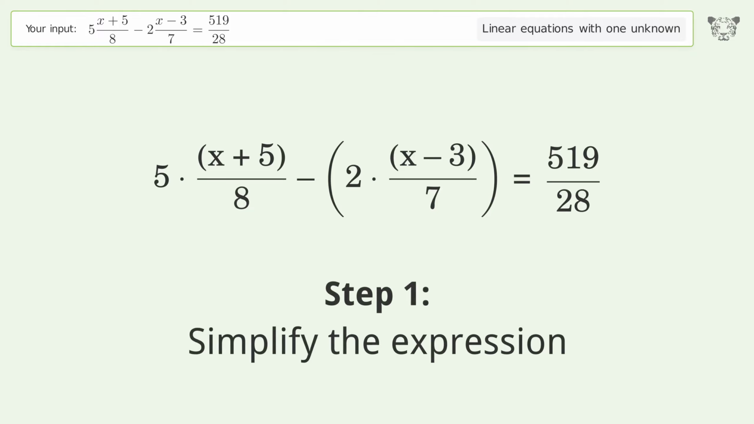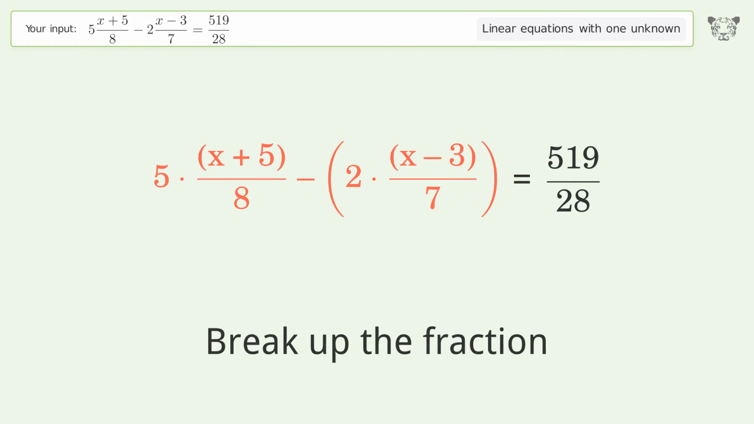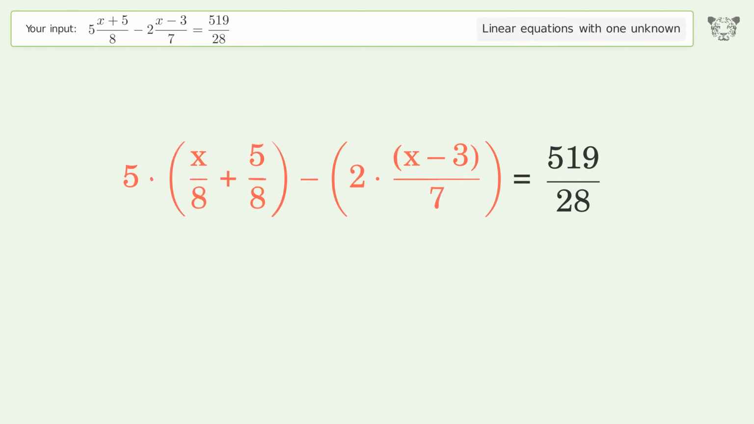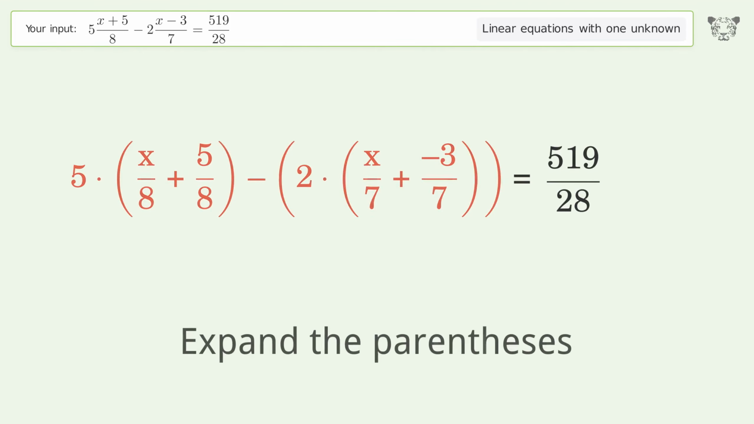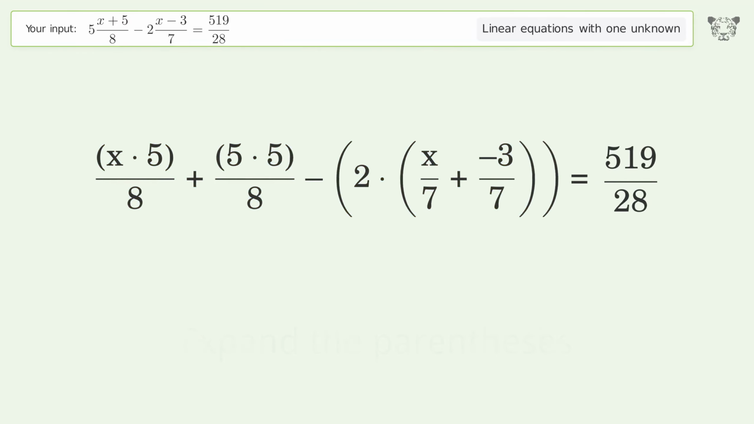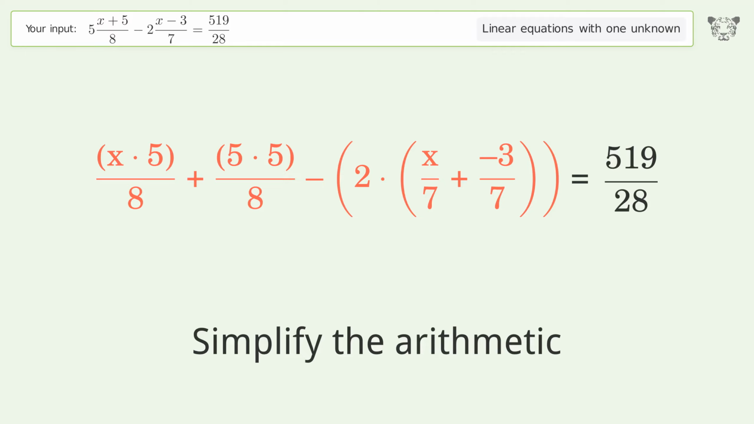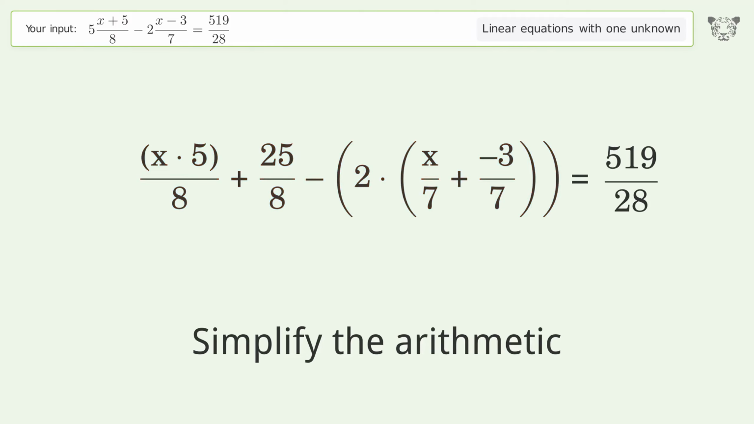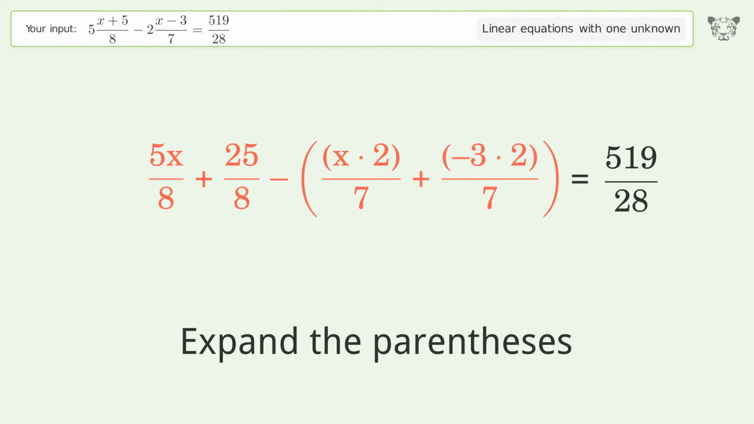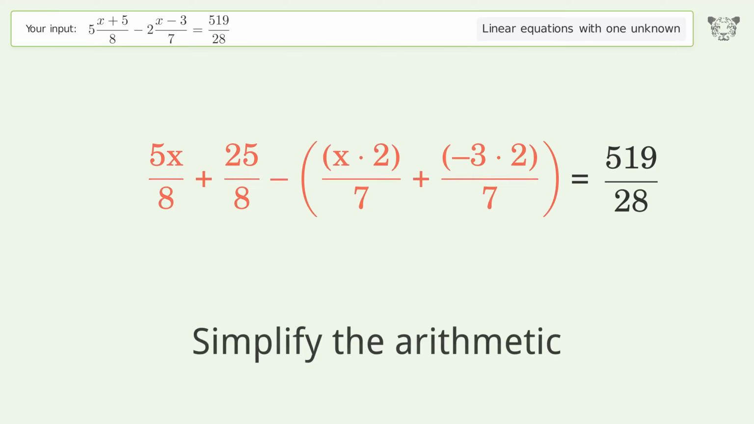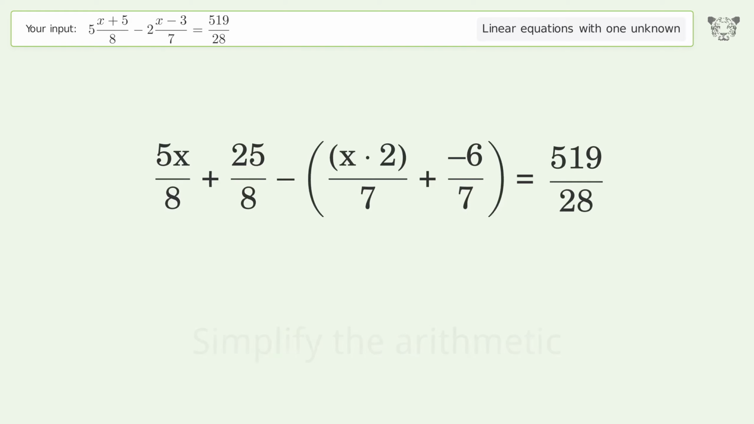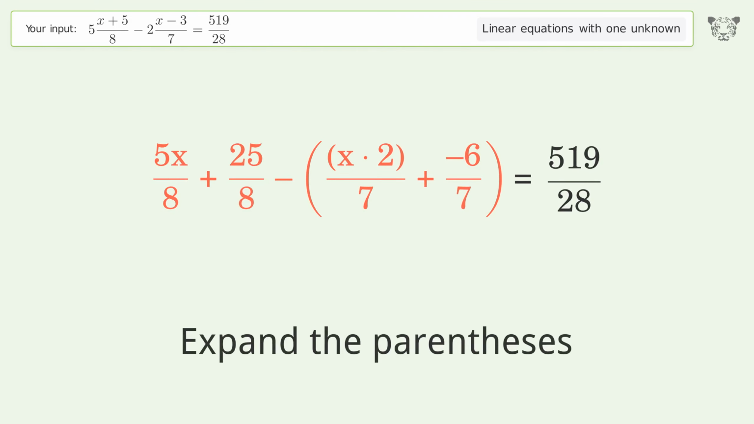Simplify the expression. Break up the fraction. Expand the parentheses. Simplify the arithmetic. Expand the parentheses. Simplify the arithmetic.